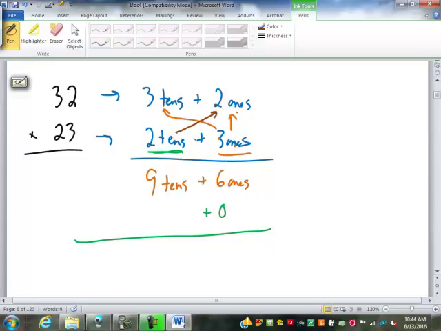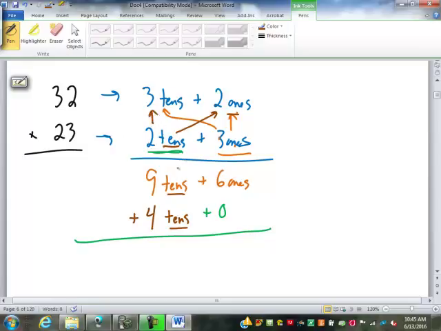2 tens times the 2 ones. 2 times 2 is 4. 10s times 1s is 10s. We put in that 0 or we left a blank spot there because we needed to line up the 10s with the other 10s, putting together things with the same name.